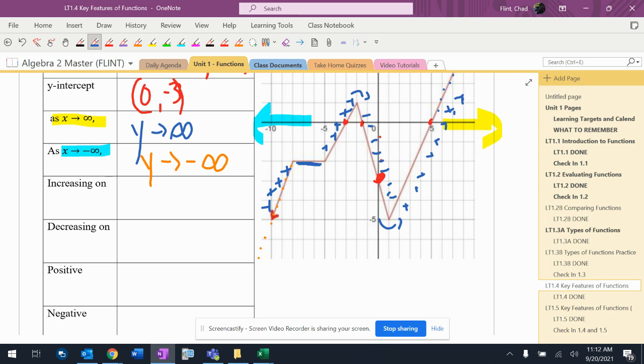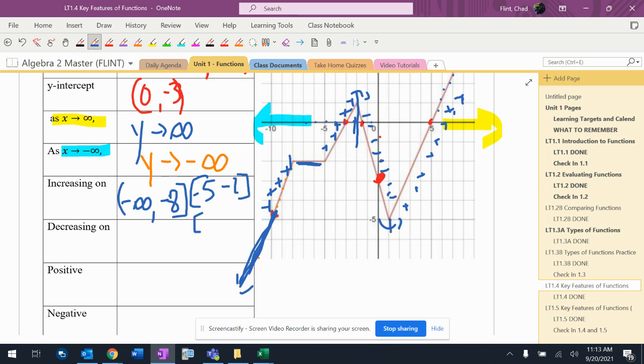So it's increasing from, now we got to be careful, it's always increasing over in this direction, which means it starts increasing at negative infinity, and then it comes up and it stops increasing right here, which is 1, 2, 3, 4, 5, 6, 7, 8. So to negative 8, it stops increasing. And then it starts increasing again at negative 5, and it increases all the way over to right here, which is negative 2.